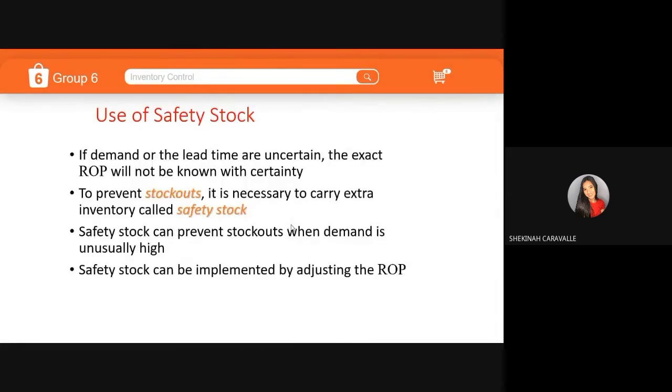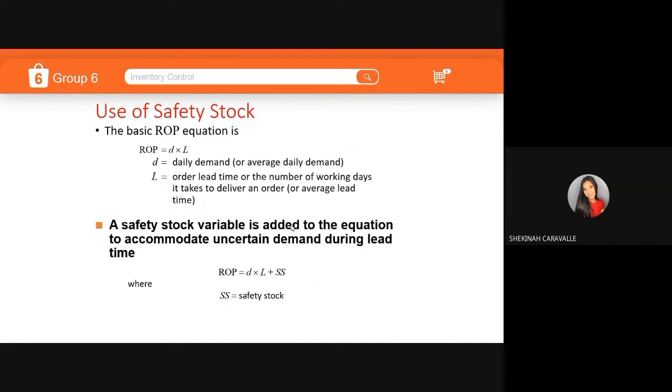Use of safety stock. If demand or the lead time are uncertain, the exact ROP will not be known with certainty. To prevent stockouts, it is necessary to carry extra inventory called safety stock. Safety stock can prevent stockouts when demand is unusually high. Safety stock can be implemented by adjusting the ROP. The basic ROP equation is ROP equals d times L, where d stands for the average daily demand, and L stands for order lead time, or the number of working days it takes to deliver an order.